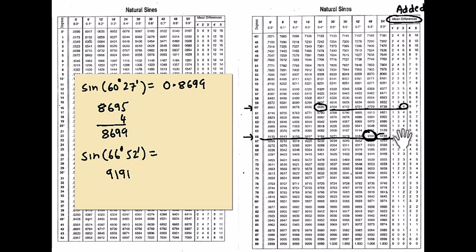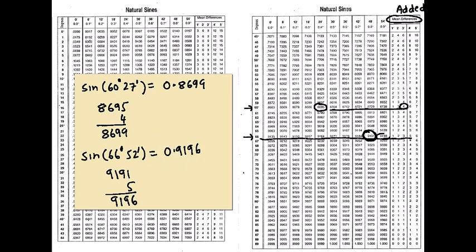So we'll just continue this, and 4 is here. So it is 5. We add 5 to this, and it becomes 9196. So your answer is 0.9196. Right? That is how you are going to figure it out. All right. So I hope you've understood how to find the sine.